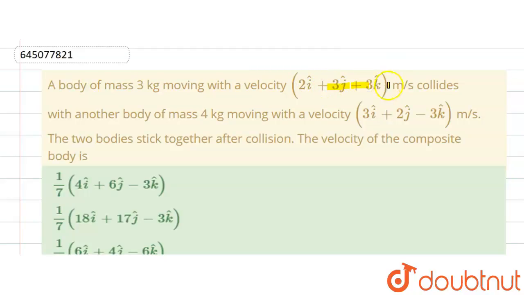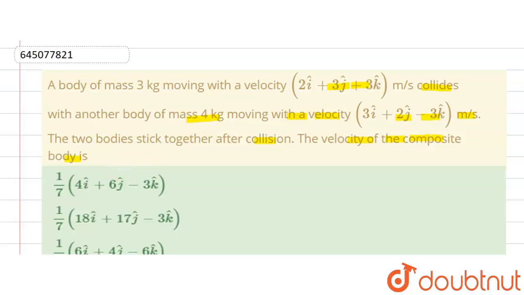The question is given: a body of mass 3 kg moving with velocity 2 i cap plus 3 j cap plus 3 k cap meter per second collides with another body of mass 4 kg moving with a velocity 3 i cap plus 2 j cap minus 3 k cap meter per second. The two bodies stick together after collision. We have to find the velocity of the composite bodies.